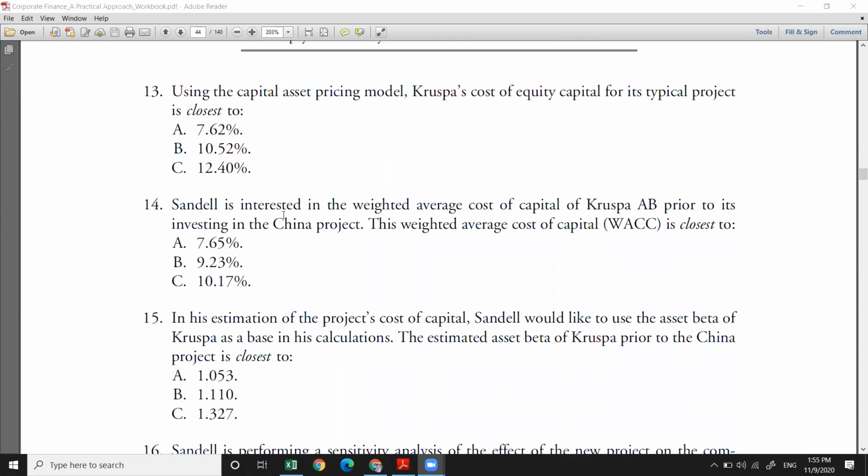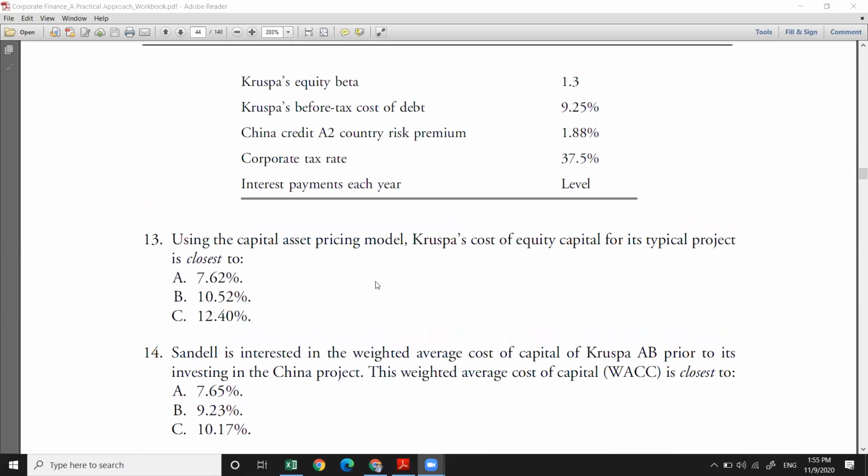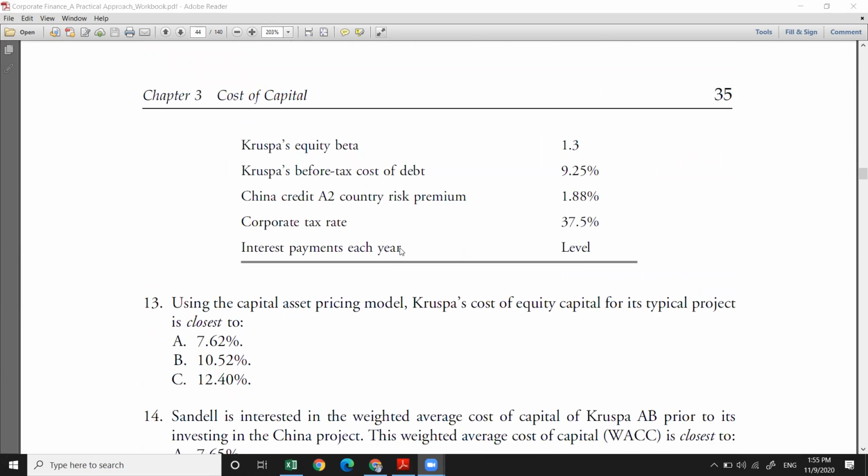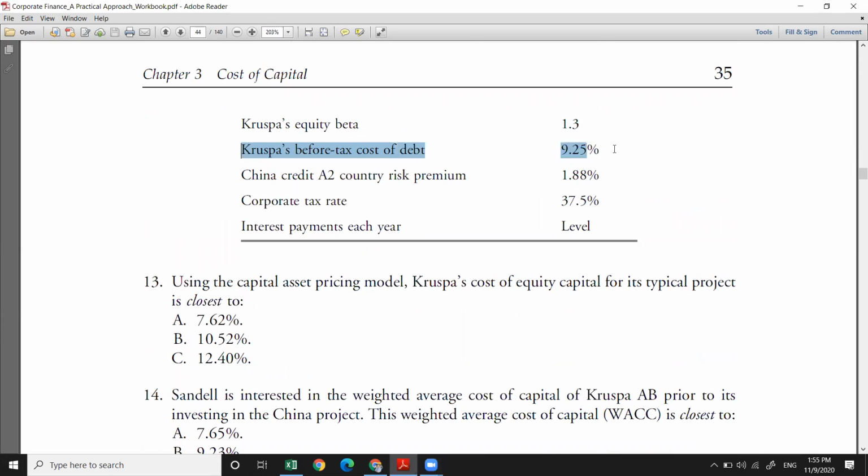Sandel is interested in the weighted average cost of capital for KRUSPA, and it's investing in the China project. So the weighted average cost of capital is what we need to calculate here, starting with the cost of debt. Everything is given here, so you're just substituting everything into the formula.